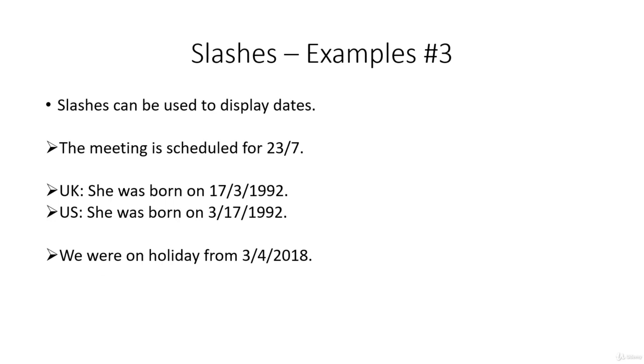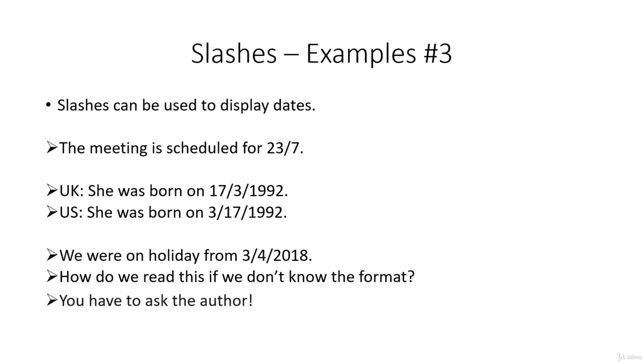And normally it's clear if the day is greater than 12. But we have here, we were on holiday from 3/4/2018. How do we read this if we don't know the format? It's either the 3rd of April or the 4th of March, and it makes a difference. If in doubt, ask the author.